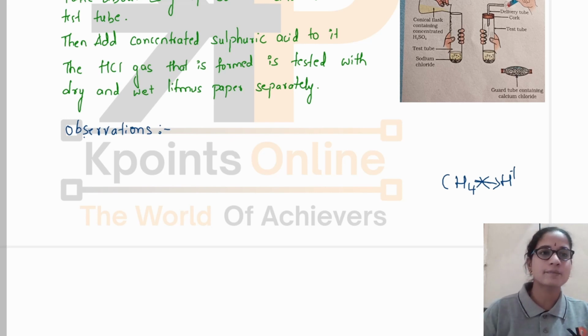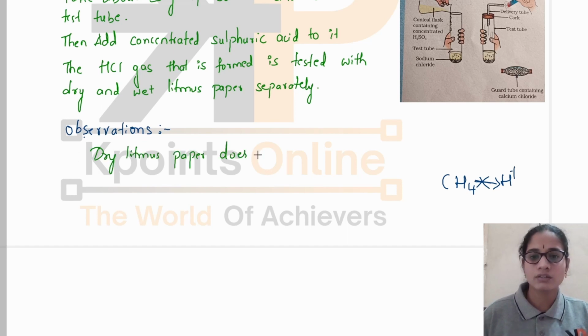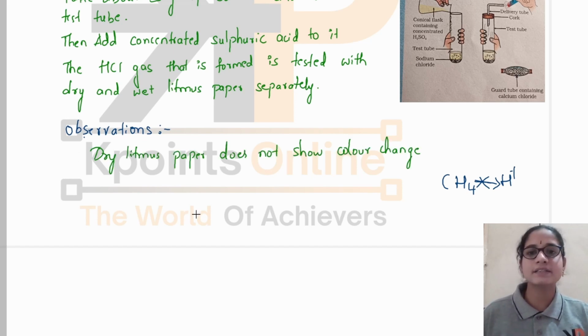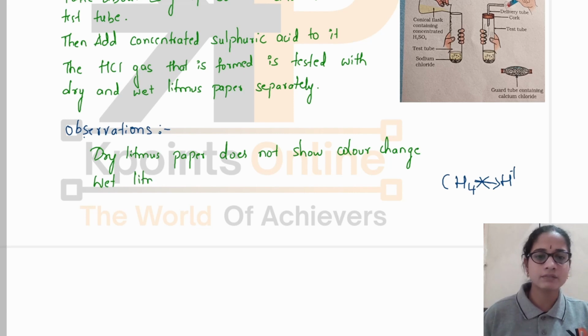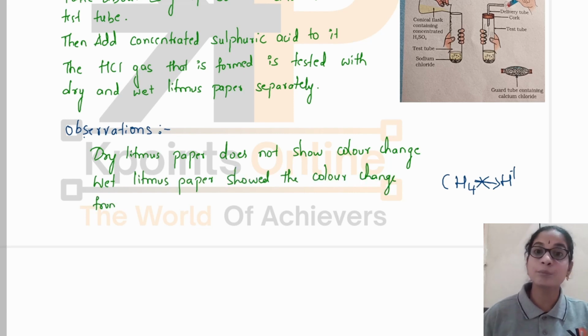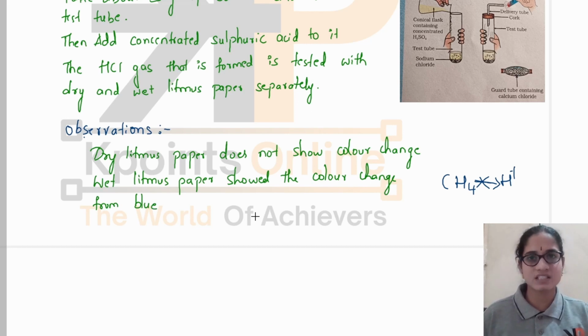The observations that we have made are that dry litmus paper does not show color change. We know that red litmus paper will turn blue if it is a base, and blue litmus paper will turn red if it is an acid. Whereas wet litmus paper showed the color change from blue to red. We have taken one blue litmus paper that is dry, and another that is wet blue litmus paper. From blue to red, this shows that it is acidic in nature.